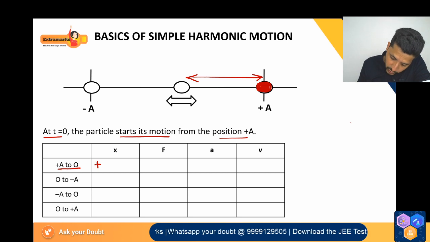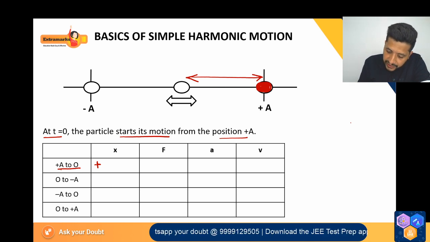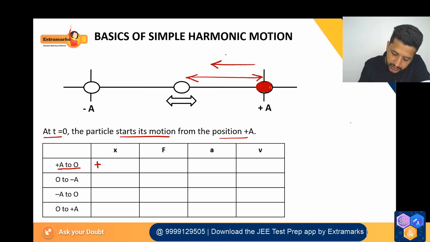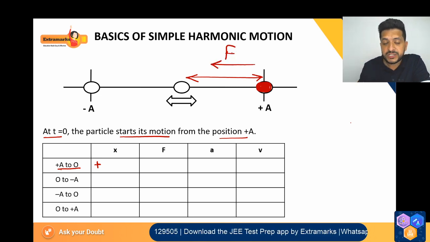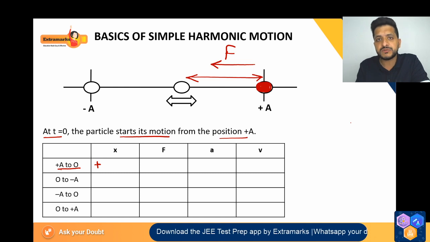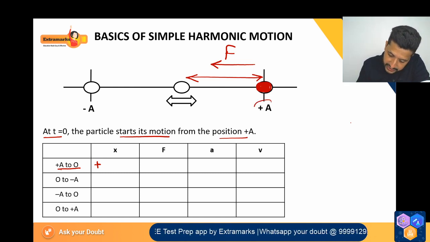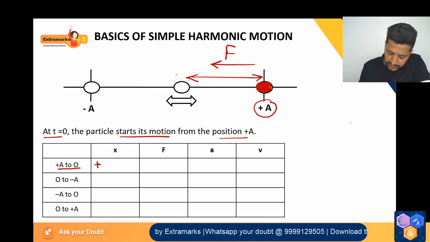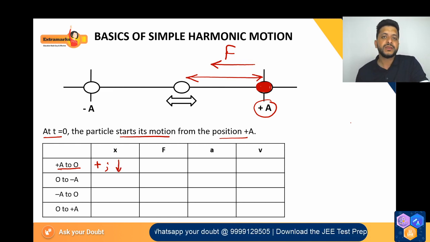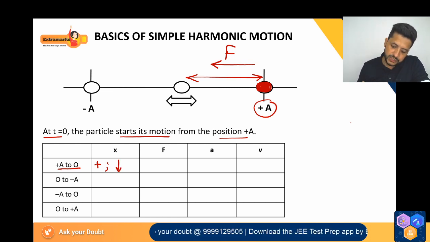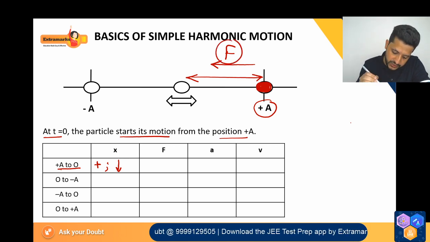Tell me, when it goes from plus A to O, why does it go from plus A to O? Because force will be directed in which direction? Towards the mean position. Correct? Force is always towards which position? Mean position. X is positive or negative? X is equal to plus A, so X is positive. Now as it goes towards the mean position, X is increasing or decreasing? X is decreasing. It is coming closer and closer to the origin because of the influence of this force.